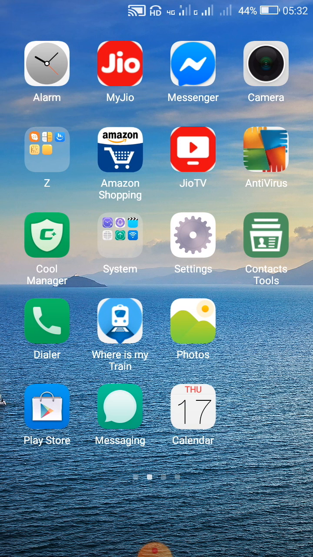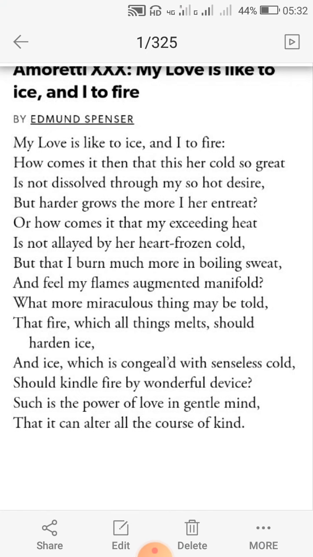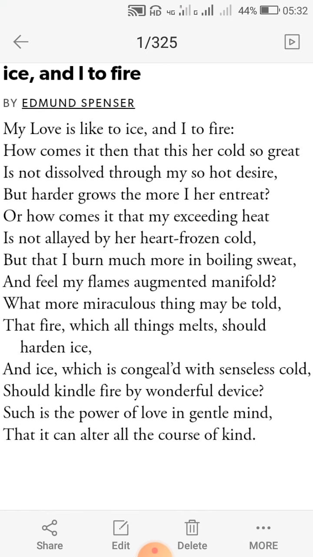Today, we are going to take the poem entitled My Love is Like to Ice and I to Fire. This is one of the finest sonnets written by Edmund Spenser, who is an Elizabethan poet in English literature.